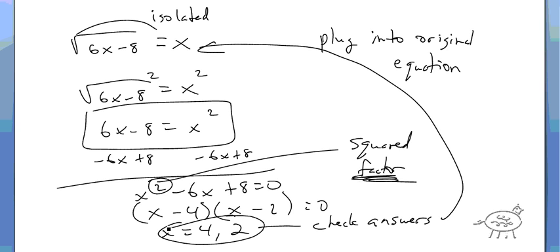All right? But you have to check, whenever you square something, you have to check for extra solutions. They call that extraneous solutions. Okay, so let's try another one here. But don't forget that.